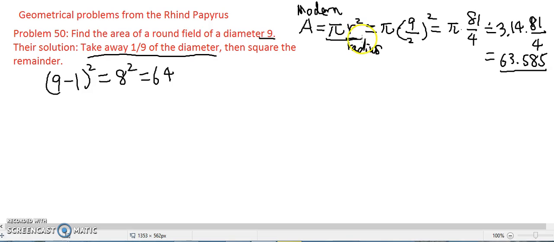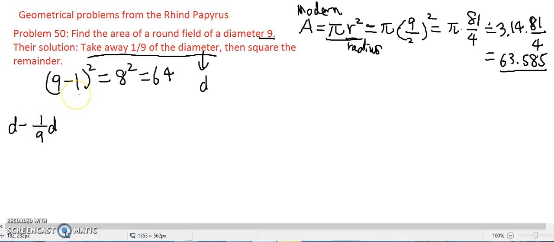So this is our current formula. And if we look at their way, take away 1/9 of the diameter. So we're going to use the letter D to represent diameter. Of course, they did not generate this formula, but we're going to try to generate the formula for them by following their way. So we take 1/9 of the diameter from D, which means subtract. So we subtract 1/9 of D from D.